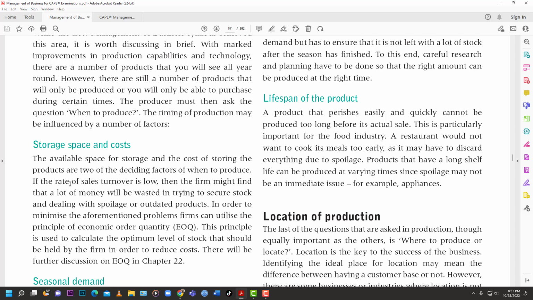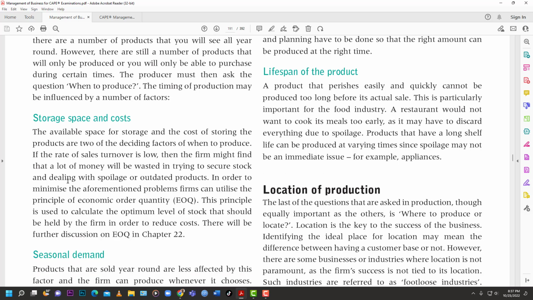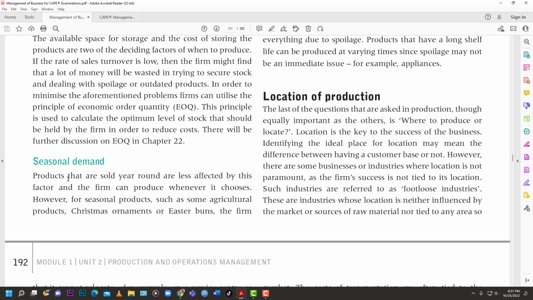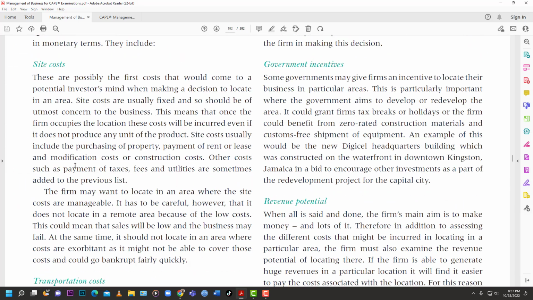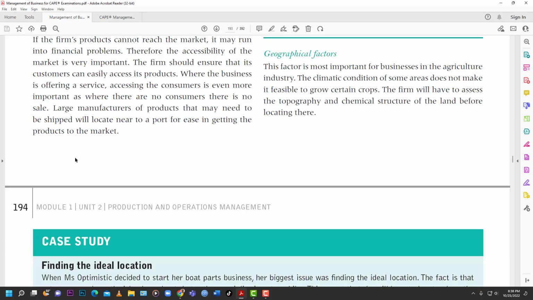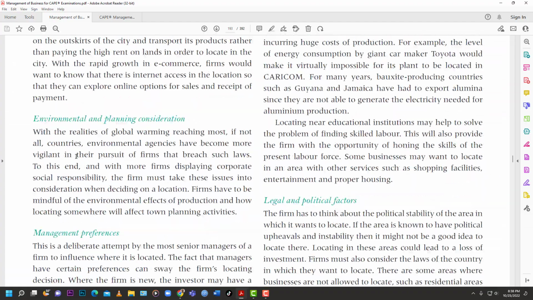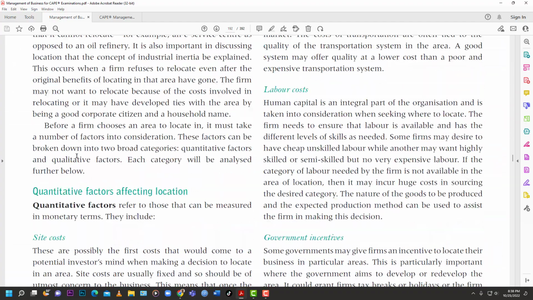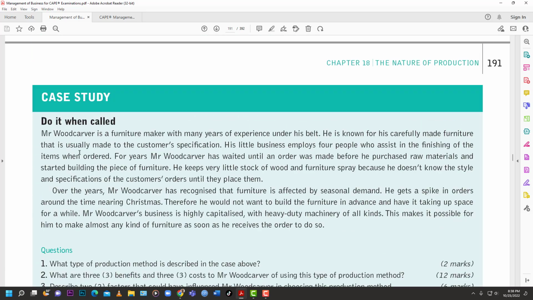And of course, storage space and cost can influence when you produce something, because you don't want to have finished products lying around too long and taking up a lot of space and money and things like that, right? You don't want to have that happening. And so you have to factor in when to produce certain things. So that's two questions we have answered there. What to produce, when to produce.